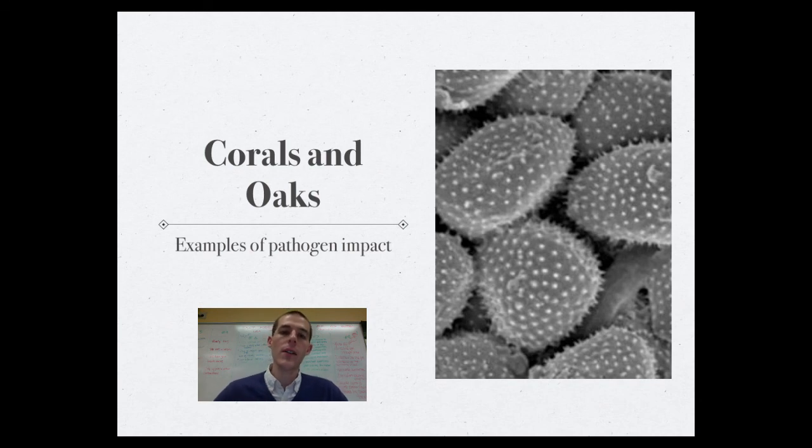As the oaks died off, the habitat for several different types of birds that lived in the oaks was destroyed. So not only did the oak trees die, but the birds that depended upon those oak trees also started to move out of the area. So those would be two examples of pathogens decreasing the biodiversity of an area.